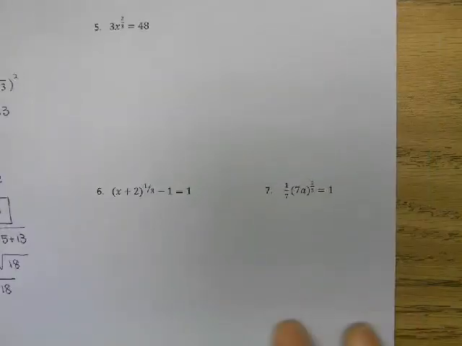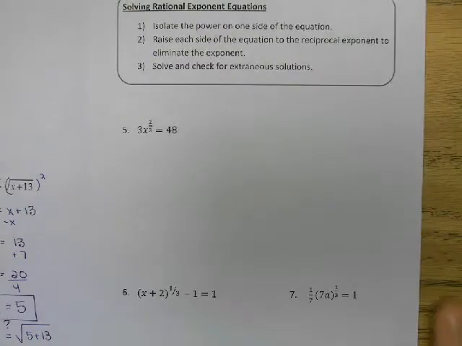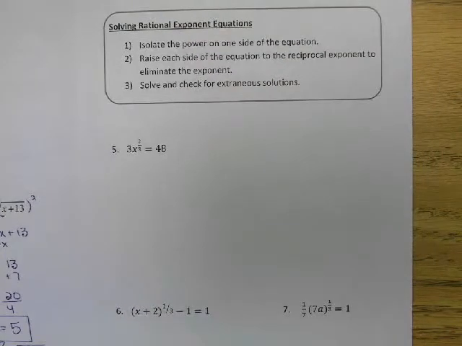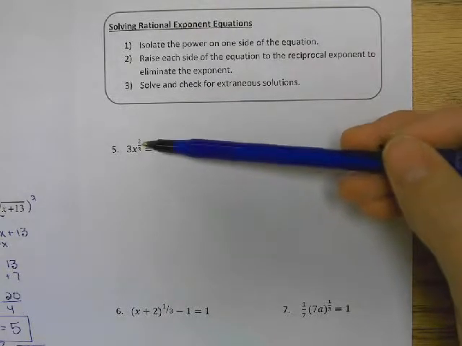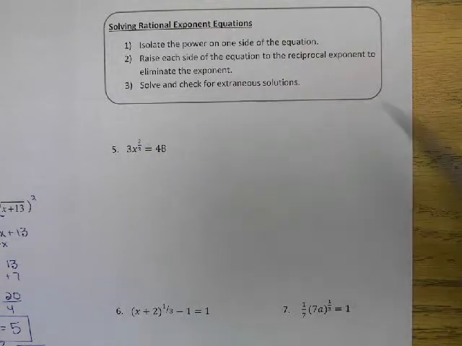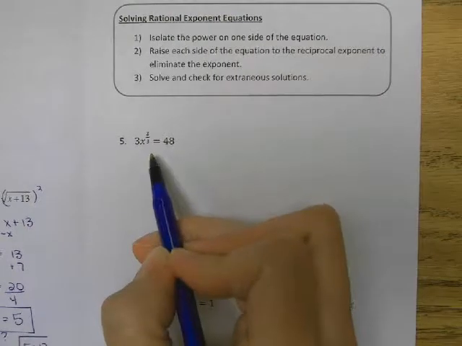All right, now let's look at how we solve rational exponent equations. They are similar because we are going to have to get the variable that's being raised to the rational power by itself. Then we raise each side to the reciprocal exponent. So this one's being raised to the 2/3. So the reciprocal would be raising it to the 3/2. Then solve and check for any extra solutions.